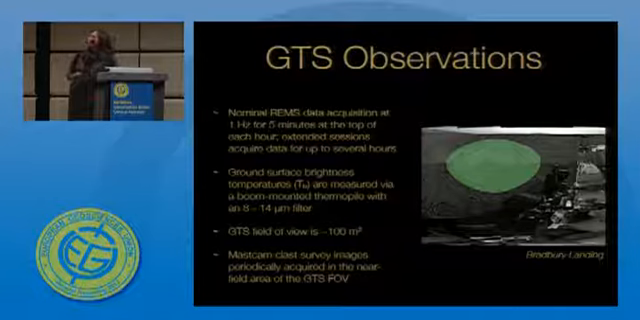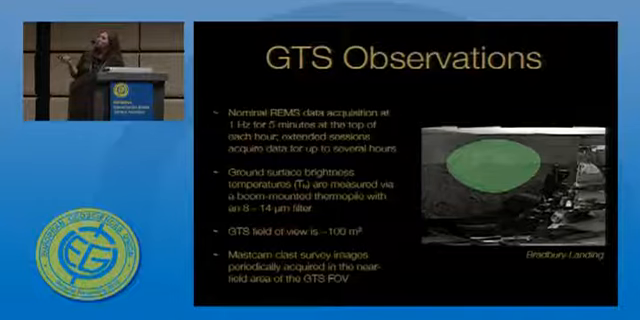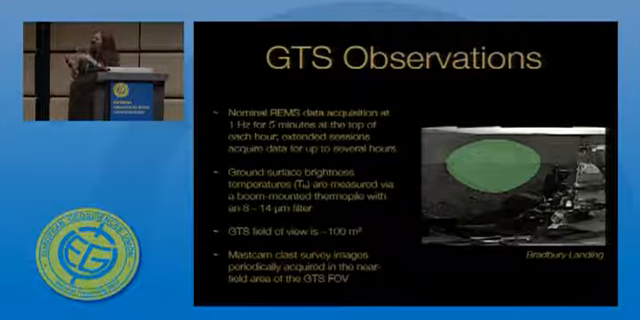So the ground temperature sensor and all REMS measurements, in fact, are nominally made for 5 minutes at the top of every hour with a measurement every second. As you saw in the previous talk, extended sessions can acquire data for an hour, 2, even 3 hours at a time, giving us a very discrete but long, detailed observation set.